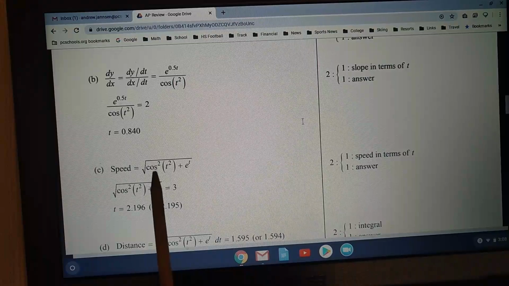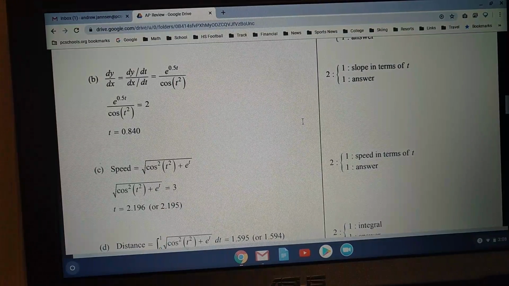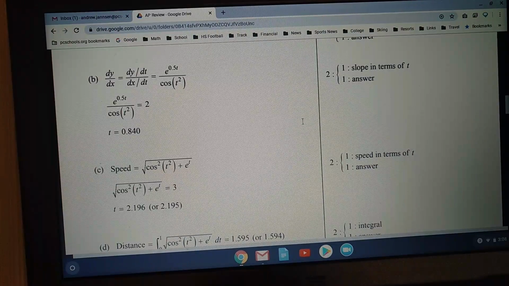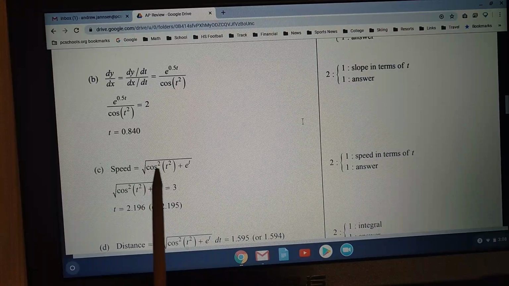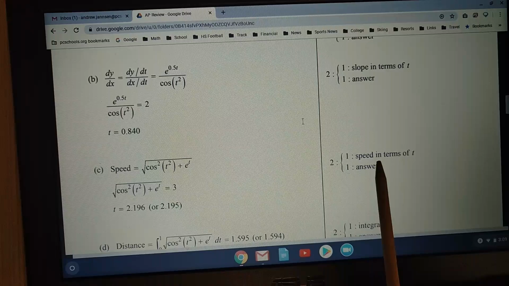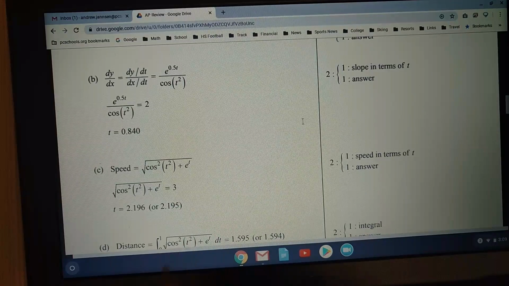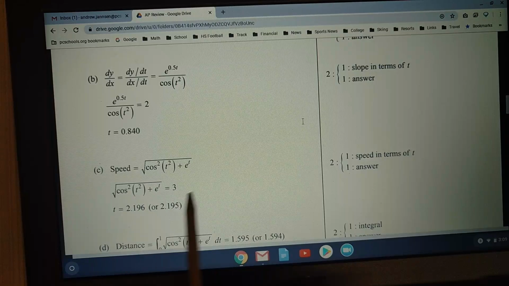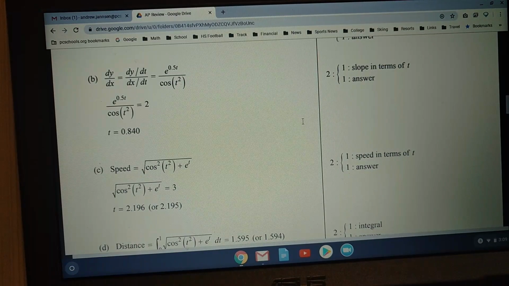Speed. We know speed is the square root of the sum of the squares of the position derivatives for x and for y. We see that we already had those derivatives. We square both of those and take the square root. If you get this equation right here, you get 1 point. If you correctly evaluate and get this, you get your 2nd point.